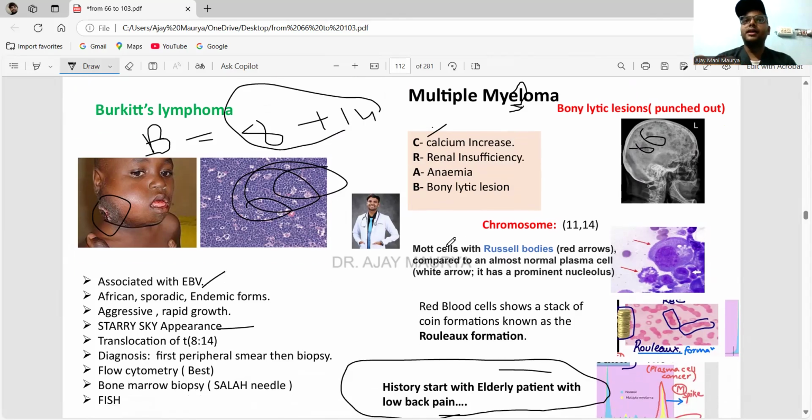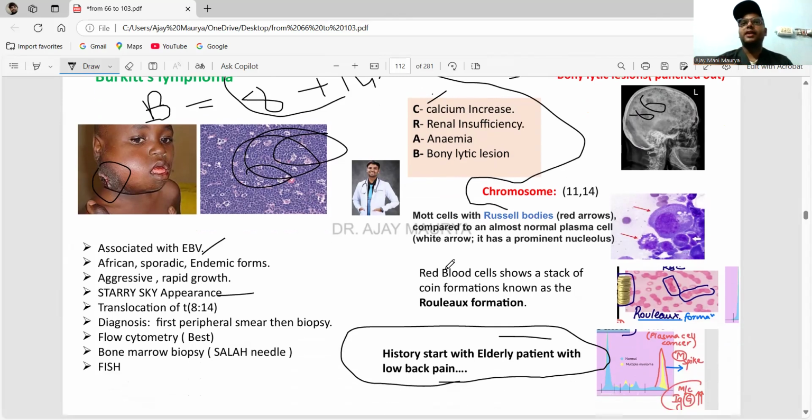There are also Mott cells with Russell bodies. Russell bodies are seen in multiple myeloma. Remember, Russell muscle: Russell means multiple myeloma. Also remember red blood cells show a stack of coin appearance, known as Rouleaux formation.